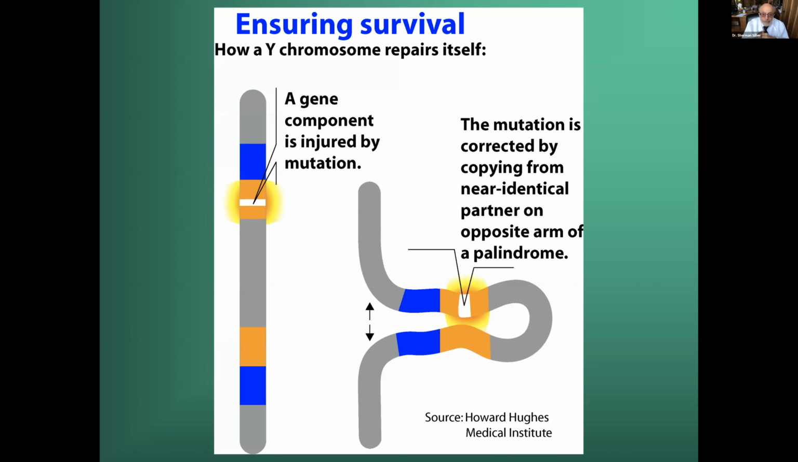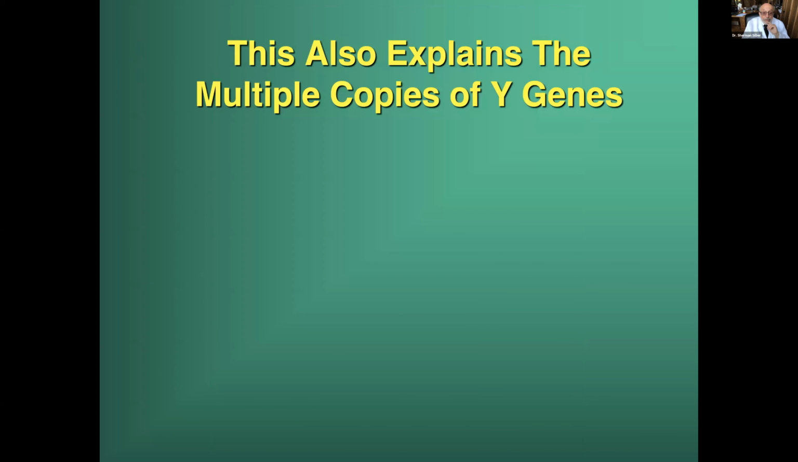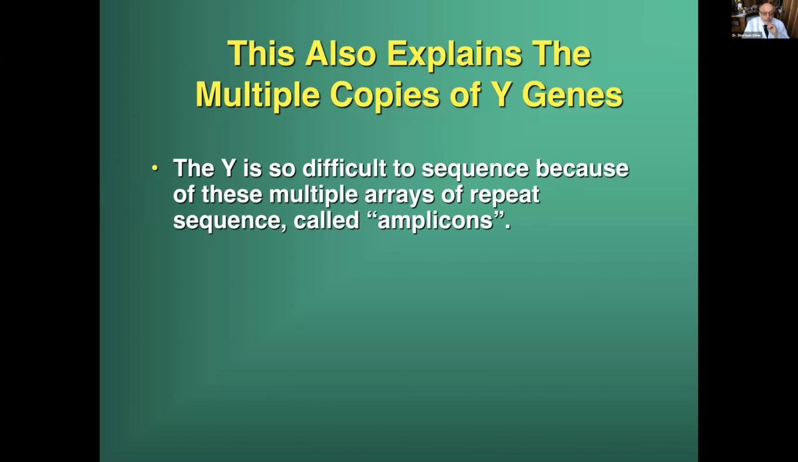It's not as efficient as meiosis, but it tries to repair an area of the Y that was injured by mutation just by gene transfer. And that's one reason why the Y has held up over all these years. And it may be an argument against Jenny's postulate that the Y will eventually disappear. So this also explains multiple copies of Y genes.